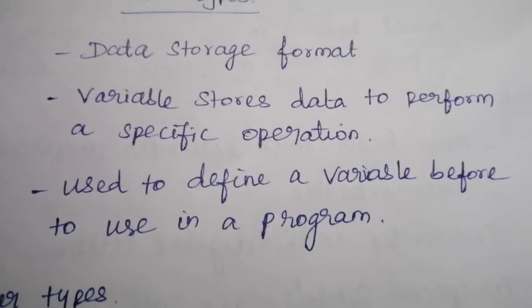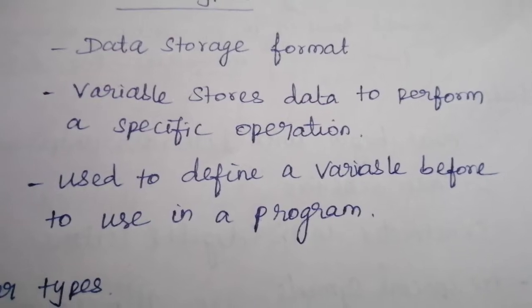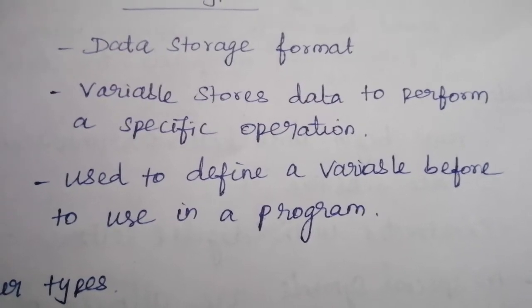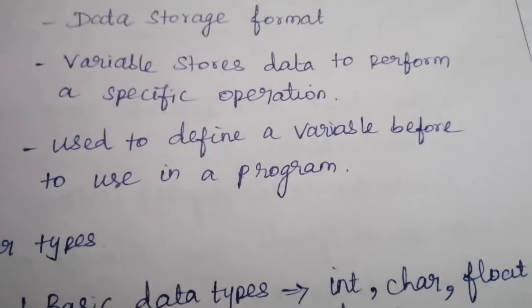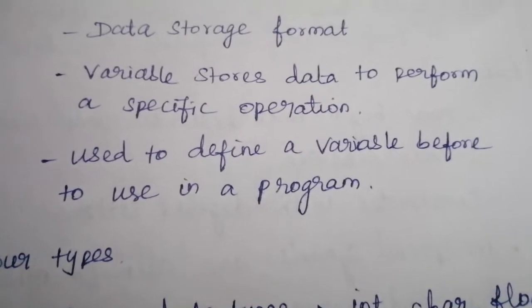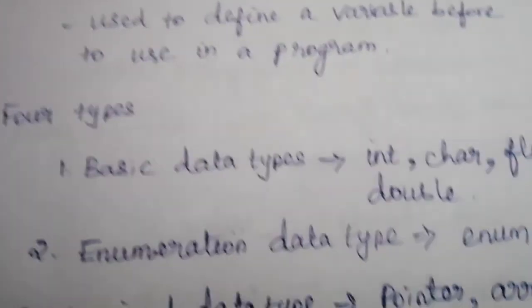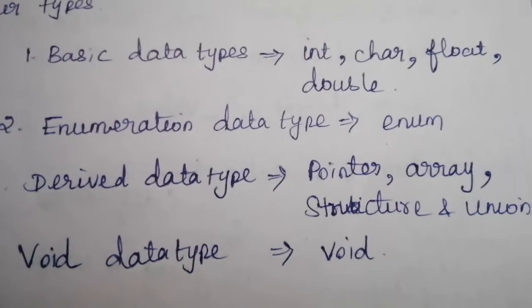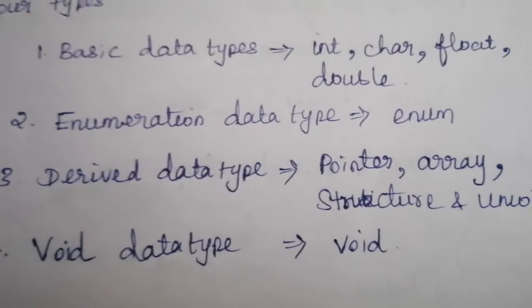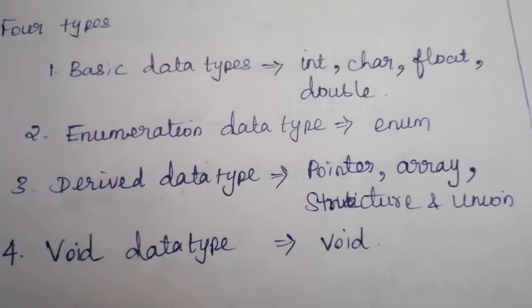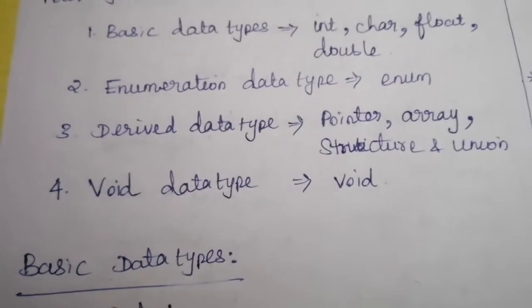It is defined as a data storage format in which the variable can store the data to perform a specific operation. A data type is used to define a variable before using it in the program. So this is about data type. Data types can be classified into four categories: basic data type, enumeration data type, derived data type and void data type. Now we'll discuss them one by one.